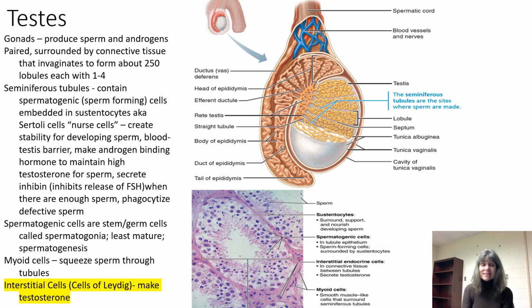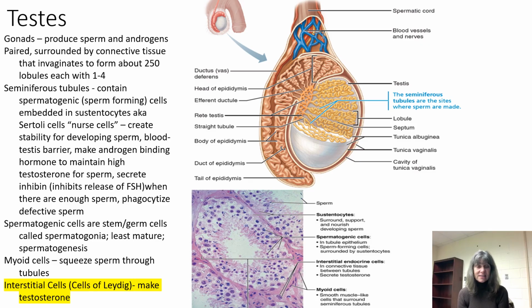And the sustentocytes, I should just call them Sertoli cells, that's easier. The Sertoli cells can also phagocytize defective sperm cells. The spermatogenic cells are stem cells or germ cells that are called spermatogonia. They are the least mature and they are responsible for spermatogenesis, which is the creation of sperm.